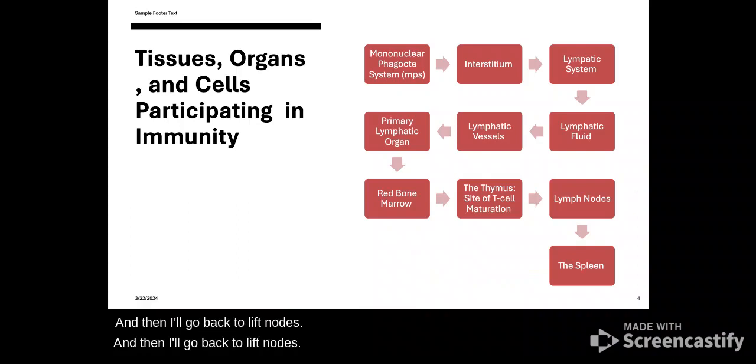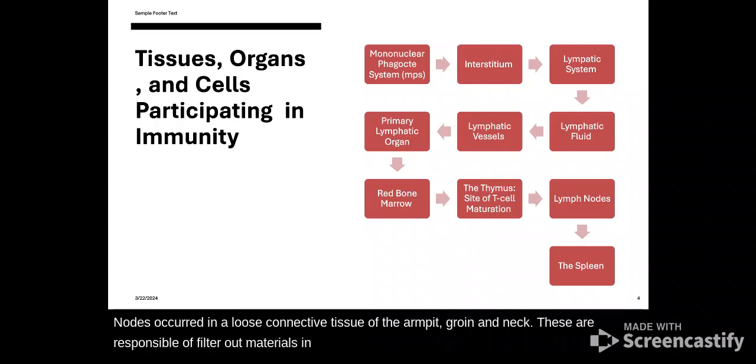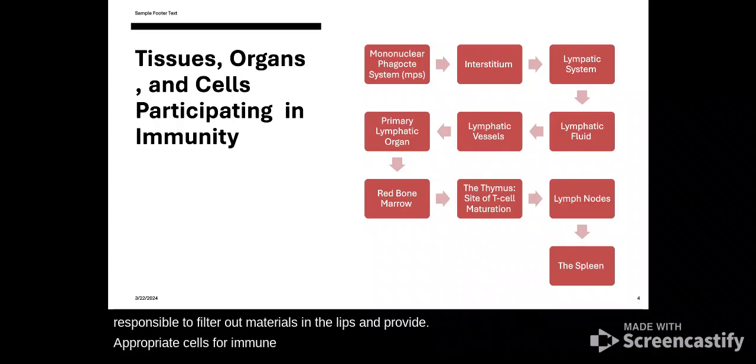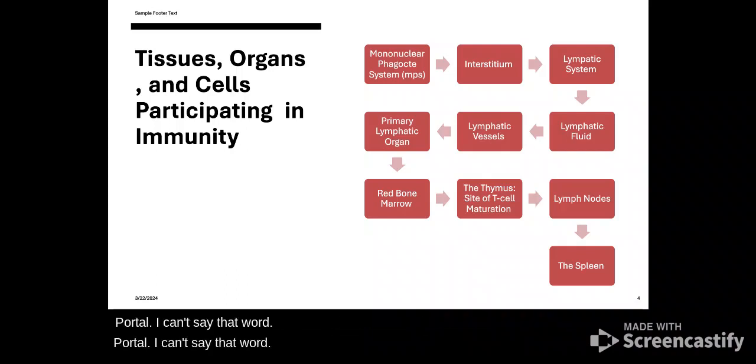Major aggregations of lymph nodes occur in the loose connective tissue of the armpit, groin, and neck. These are responsible for filtering out materials in the lymph and providing appropriate cells for the immune response. The outer rim is called the cortex, with T lymphocytes, and the paracortex area, and B lymphocytes and macrophages in the medullary sinus.